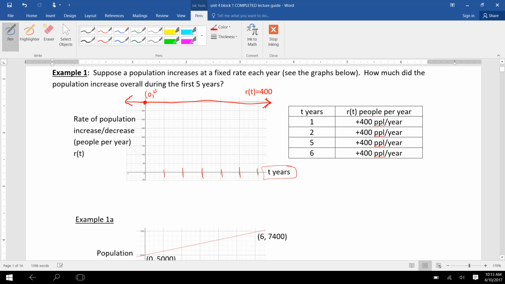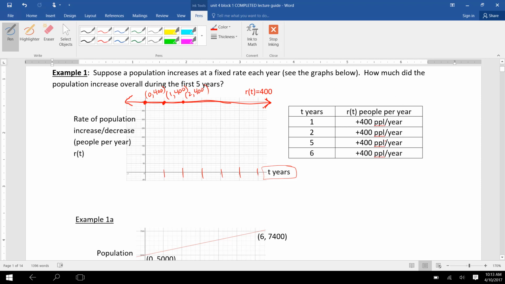So here's 0, 400. At year 0, the population is increasing at a rate of 400 people per year. At year 1, it's still increasing at a rate of 400 people per year. At year 2, still increasing at a rate of 400 people per year. So notice again, I'm not telling you the population, I'm telling you the population rate of change. Notice it is fixed and unchanging. It's a horizontal line. It's always 400 people per year.